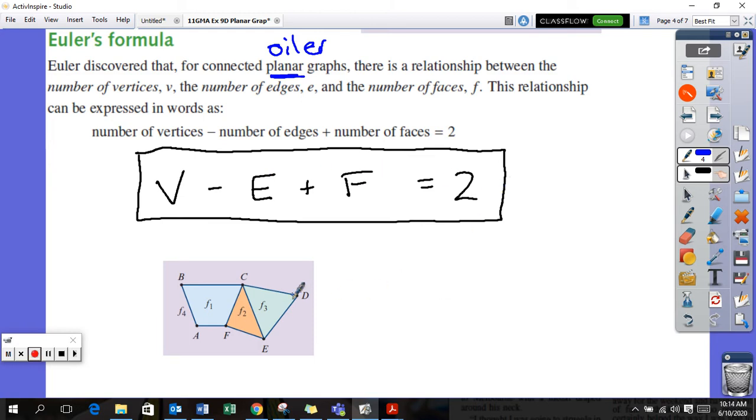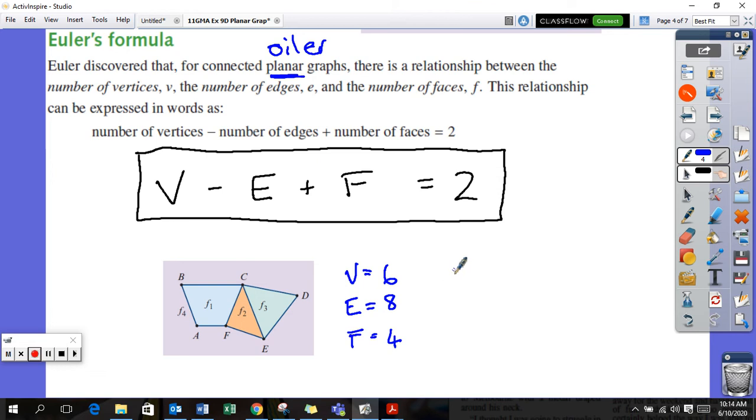So if we have a look down here, the number of vertices on this one, V, so there's 1, 2, 3, 4, 5, 6 vertices. The number of edges, so the edges are between each point. 1 edge, 2 edges, 3 edges, 4 edges, 5, 6 edges, 7 edges, 8 edges. So there are 8 edges in this one. Let's just count them again. 1, 2, 3, 4, 5, 6, 7, 8 edges. Okay, the lines between the vertices are edges. And the faces, 1, 2, 3, and the outside face is 4.